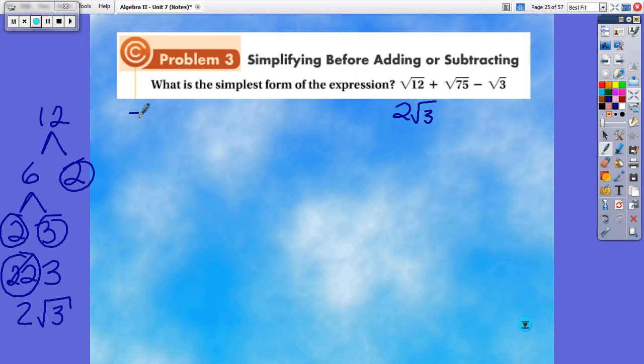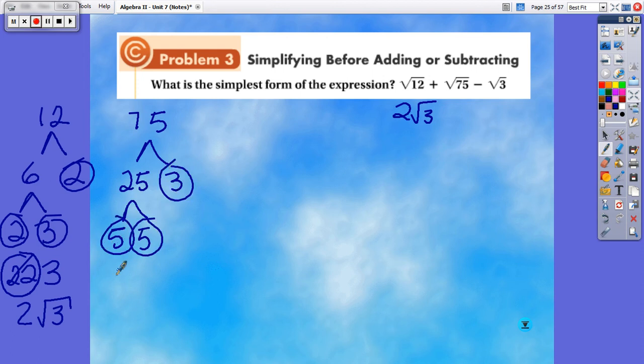Now let's try 75. So 75 can be broken into 25 and 3, which can be broken into 5 and 5. And if I circle all my pairs of numbers, or all the prime numbers, and I write them out. Now since the index is 2, I'm circling pairs. I have a pair of 5s, so this becomes 5 times the square root of 3. So the square root of 75 and 5 root 3 mean the same thing.